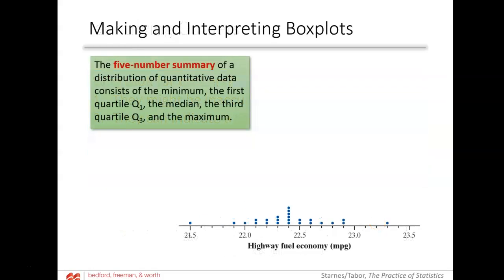The 5-number summary of a distribution of quantitative data. Oh, by the way, I think this is the end. That previous slide was the end of the first day. So if you were just looking for the first day's lesson, maybe stop here.